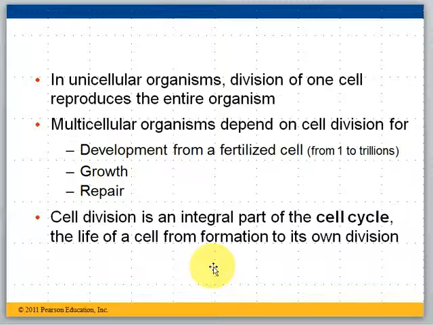A unicellular creature, when it divides, reproduces an entire organism. So you start with one amoeba and you end up with two. But in a multicellular organism like a dog or a tree or a human, cell division is not going to reproduce an entire organism, but it is important for development of that organism.